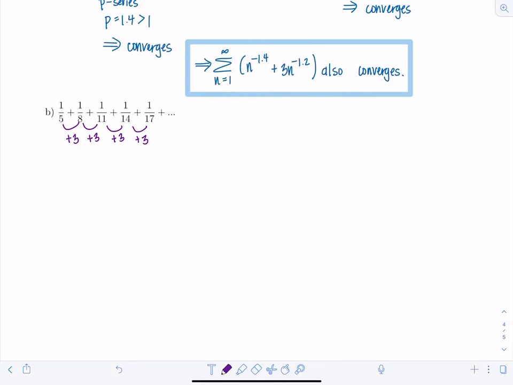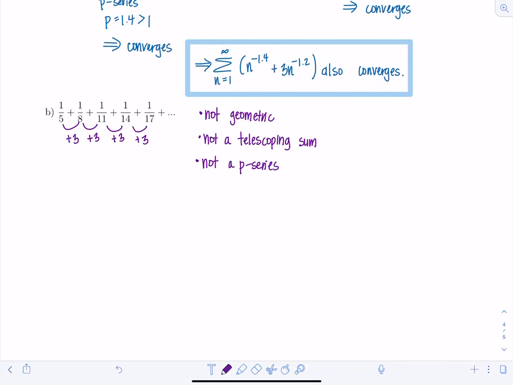So that means this is not geometric, right? I'm not multiplying by a common ratio. And I don't see any signs alternating, with positives and negatives. So this is not a telescoping sum like we saw in the last section. And it's not a p-series. A p-series is if you see n squared, n cubed, some power of n in the denominator.